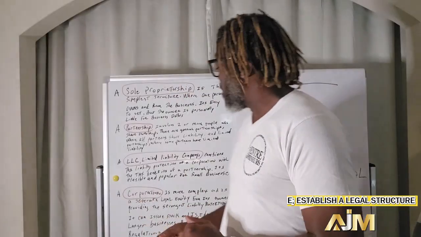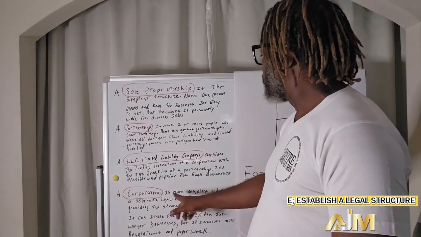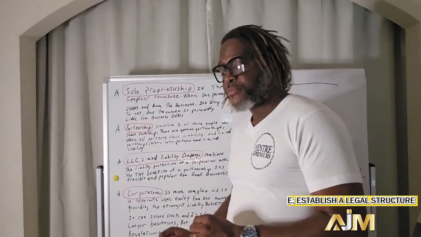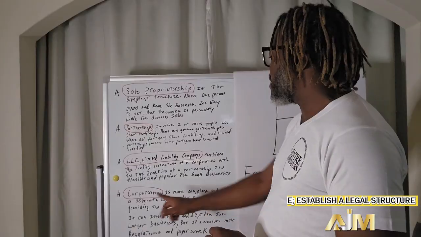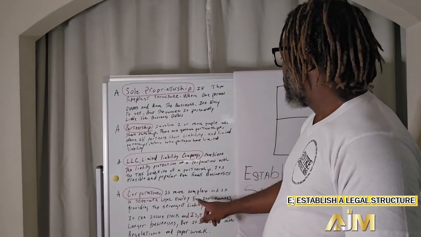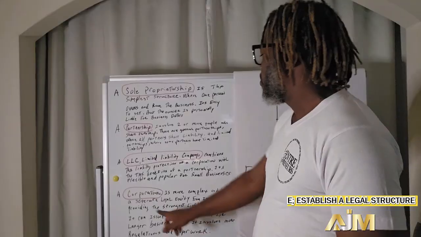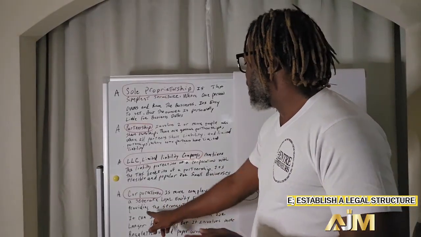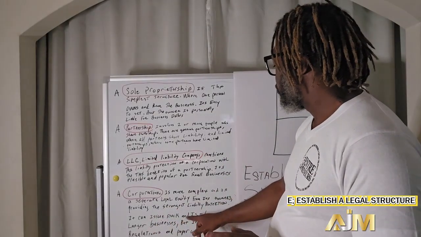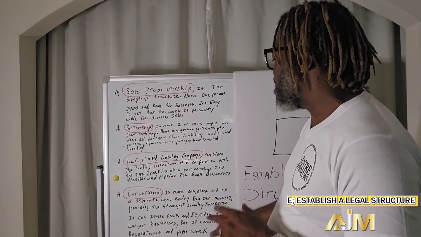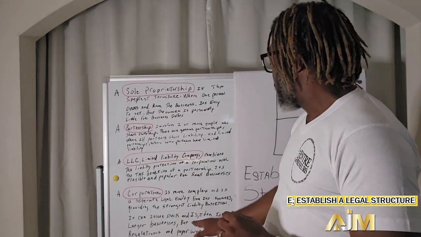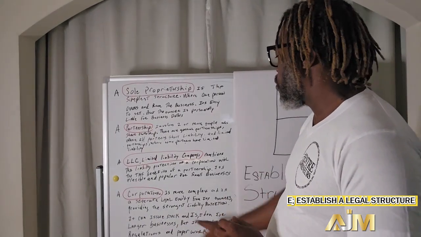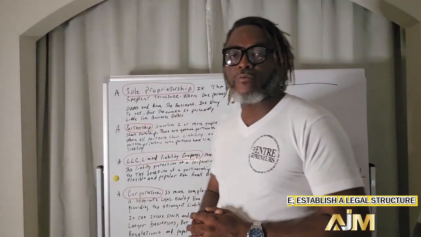Next one, guys, corporation. Corporation is what? It's more complex and is a separate legal entity from its owners, providing the strongest liability protection. It can issue stocks and is ideal for larger businesses, but it involves more regulations and paperwork.